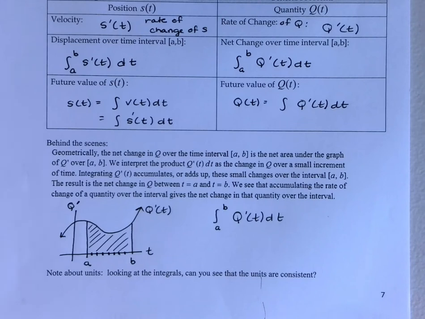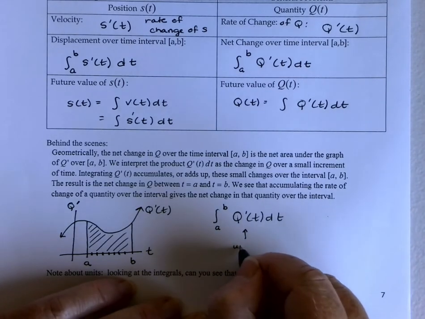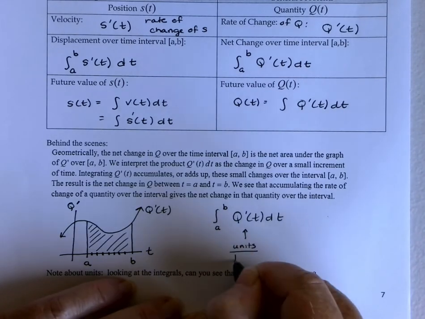One quick note about the integrals. Can you see that the units here are consistent with the idea of the net change in Q? The derivative would have units of whatever the units are per unit time, so the units of Q, like volume units or population units or whatever, but units per time.